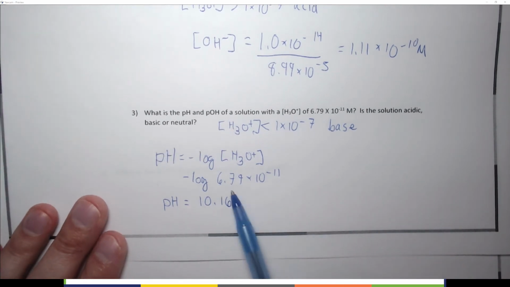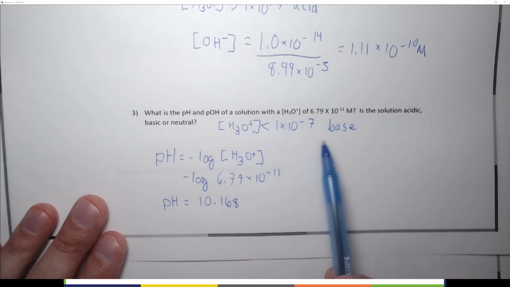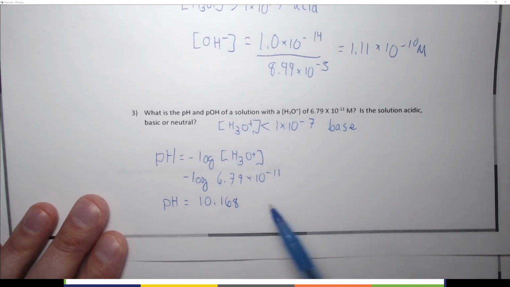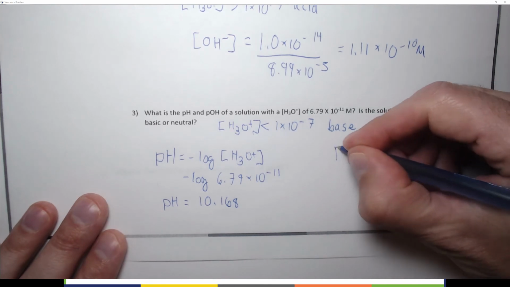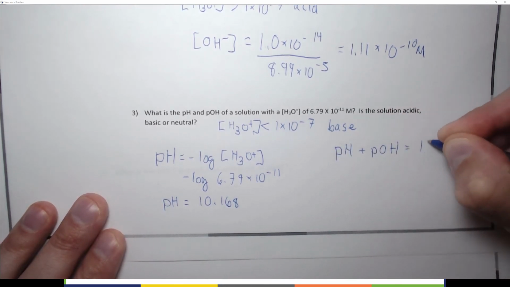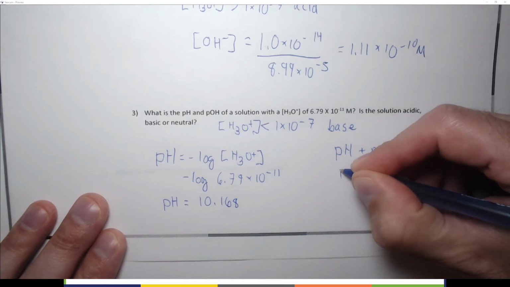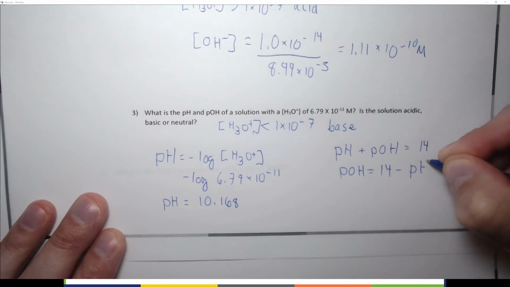All right, so this gives us the pH. Remember before, based on this information, we said it's a base. Based on this information, we can still say it's a base, right? A pH of greater than 7 is a base. This holds true. Now to do the other one, pH plus pOH equals 14. Said another way, pOH equals 14 minus the pH.